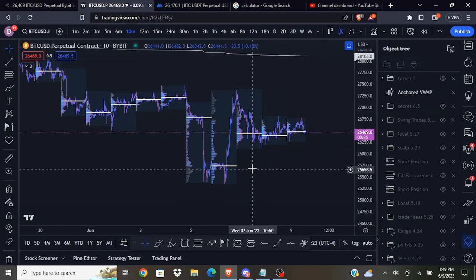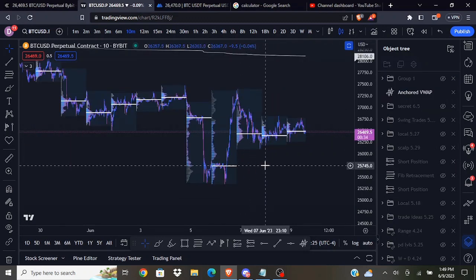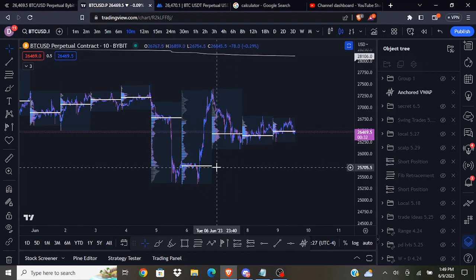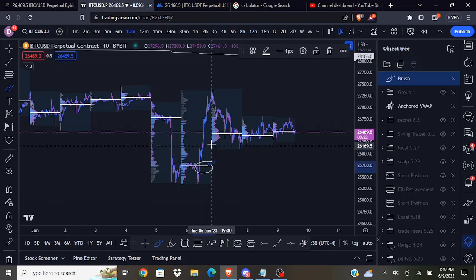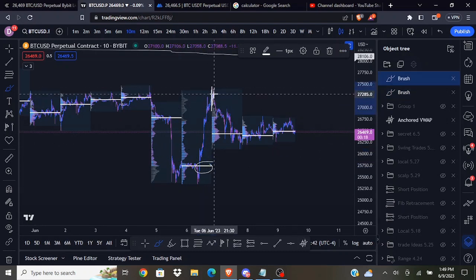So now moving on to marking out ndPOCs. So an ndPOC is just a daily point of control that has not been tapped since the day ended. So you can see pretty obviously we have one right here. The daily candle printed right here. Price was all the way up here.